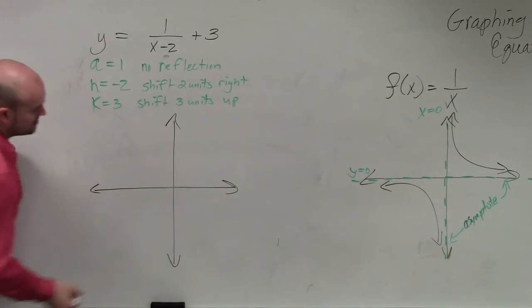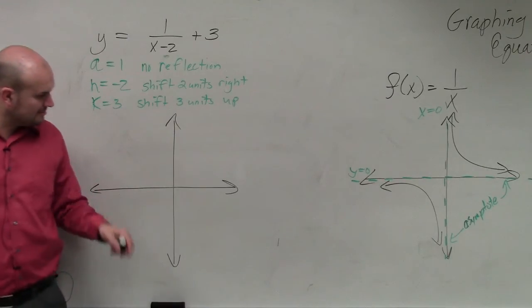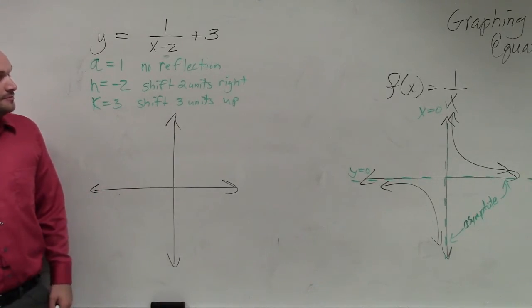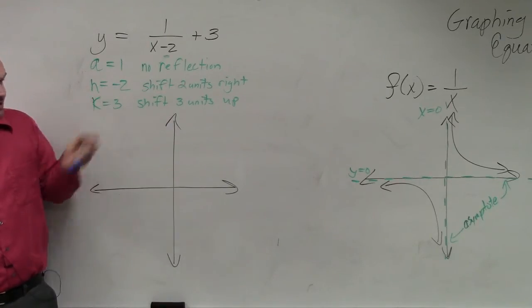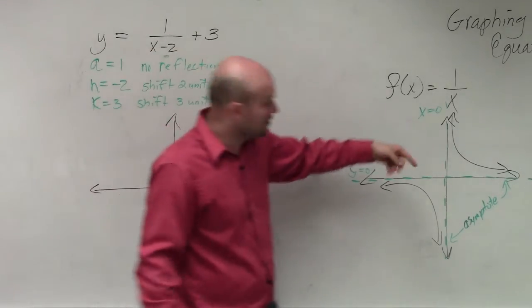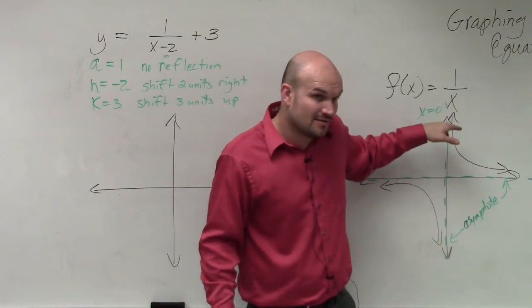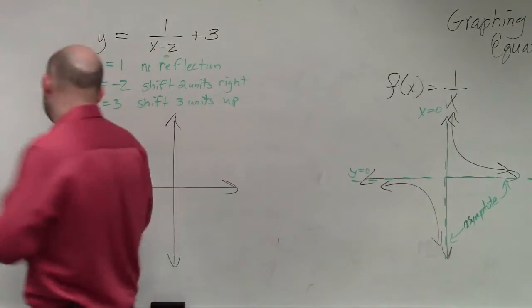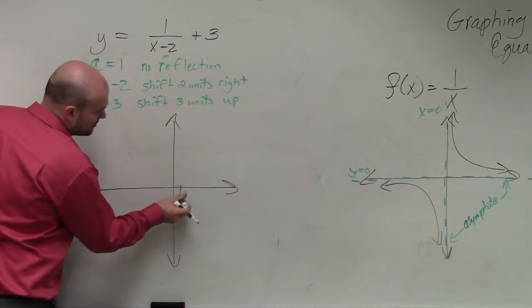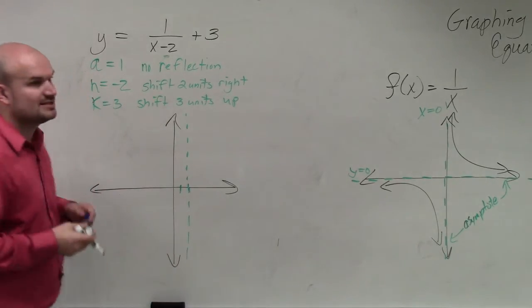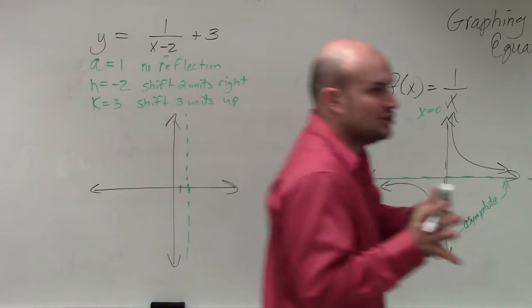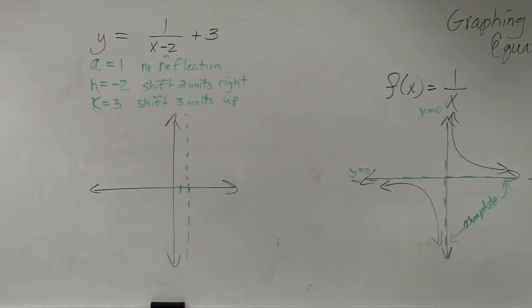These are pretty straight lines, actually. It's like a good 90 degrees. So now we know that we're shifting the graph over 2 units to the right. So I'm going to take my asymptote, that's at x = 0, and I'm going to shift it 2 units to the right. Does everybody see what I did? I basically just took the asymptote and shifted it 2 units to the right.